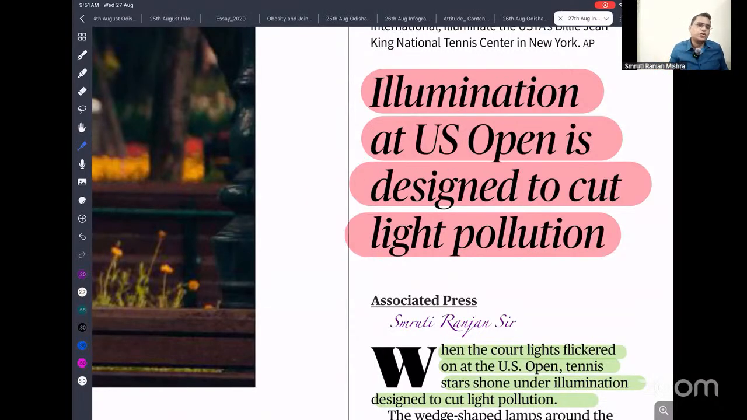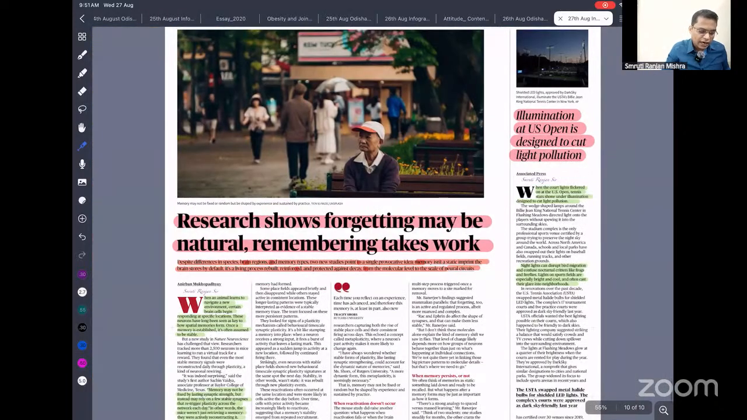So light pollution is impacting the birds, some of the nocturnal species, and some of the animals also, because they cannot sleep because of the light that is falling on their eyes. Okay. So that is what the article is all about.